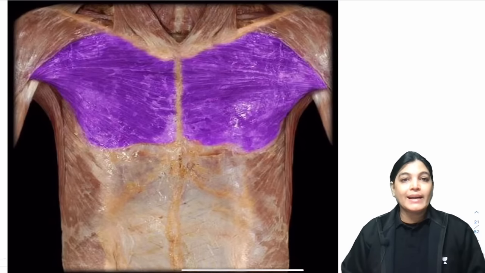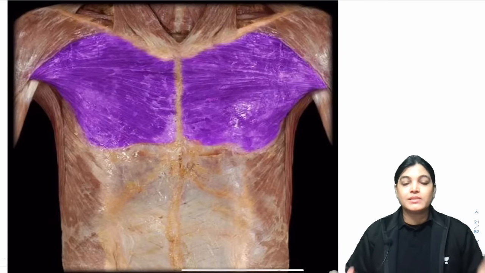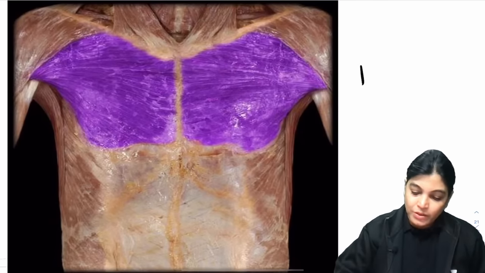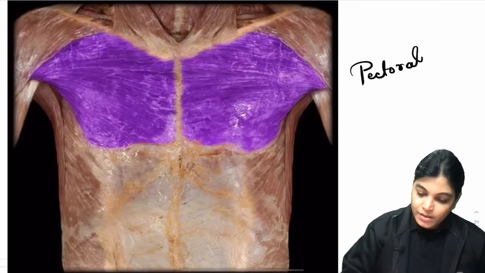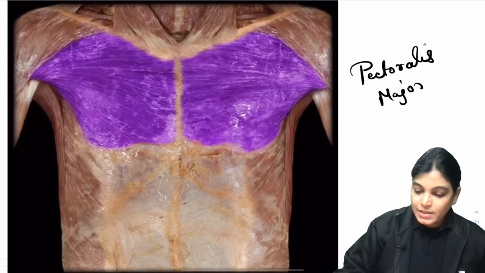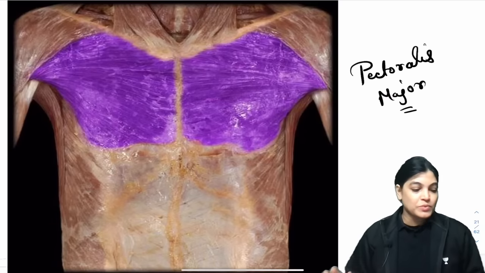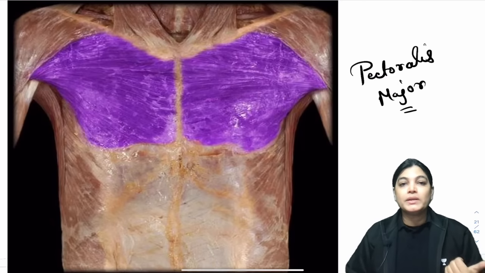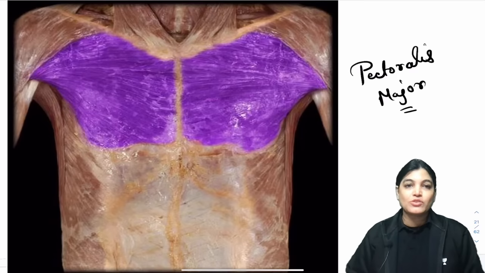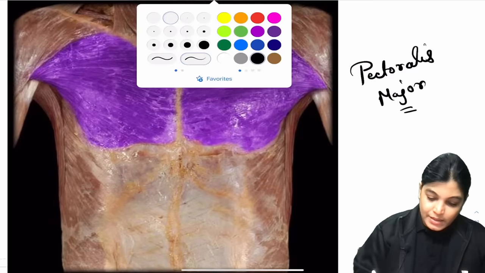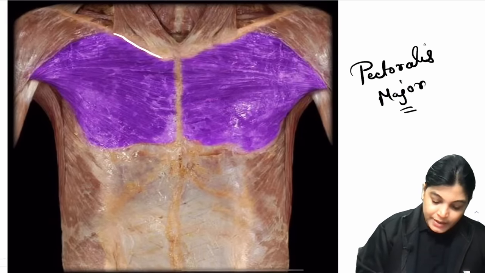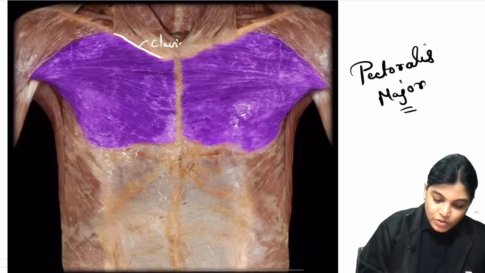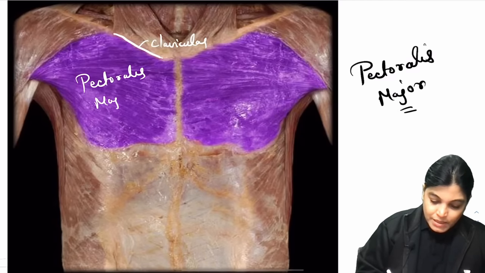This is the diagram, a cadaveric image of the pectoralis major muscle. When you want to see the pectoralis major muscle, the first thing is that you will go through the skin and superficial fascia, and then you will remove the deep fascia and then you will get the muscles. The highlighted muscle shown in this cadaveric image is the pectoralis major muscle. Here you can clearly see this is the clavicular head of pectoralis major muscle.